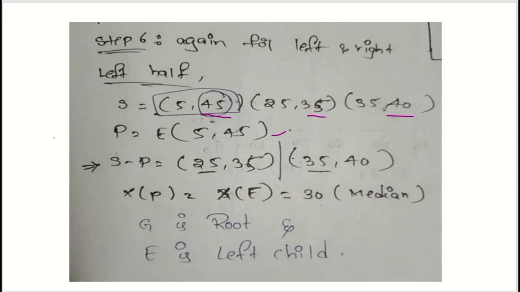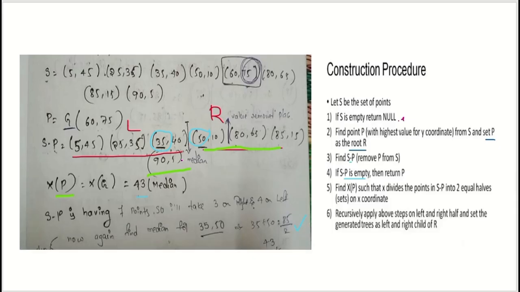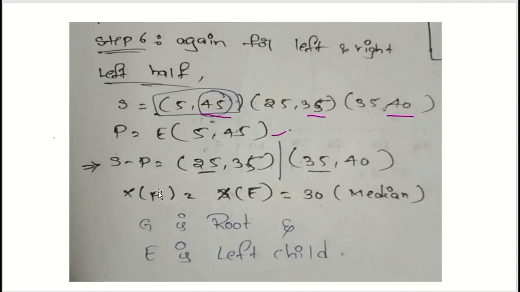Now what do I need to do? Again my s minus p is not empty, so I need to divide it into 2 equal halves. See here, in our fourth step what they have mentioned: if s minus p is empty, then we need to return p. But our s minus p is not empty, no? So we need to find the x of p. That means first we need to divide the values in the s minus p into 2 equal halves.